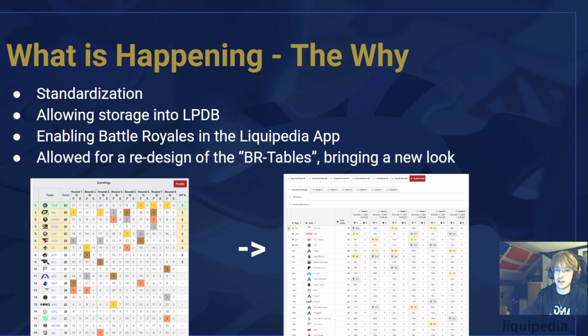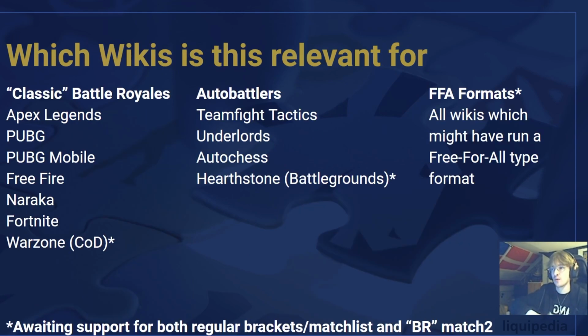But this also means that you will have to update and start using match 2 to actually have this table. But if your wiki is at a point where this is done consistently, we can also look into adding things to the app. So which wikis are we doing this for? Obviously the classic Battle Royales are where we're looking first, which are Apex, which is already pretty far into the match 2 progress. Then we have PUBG, PUBG Mobile, Free Fire, Narc, and Fortnite.